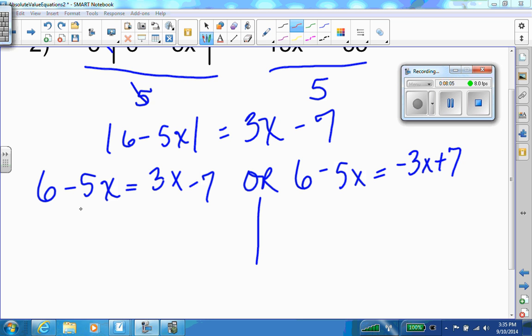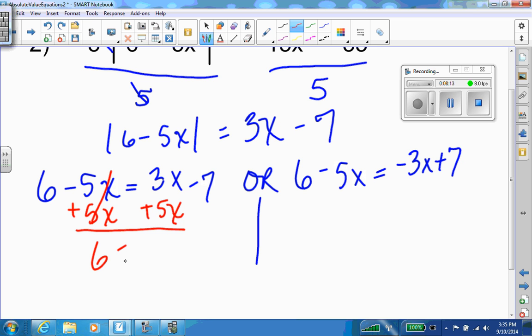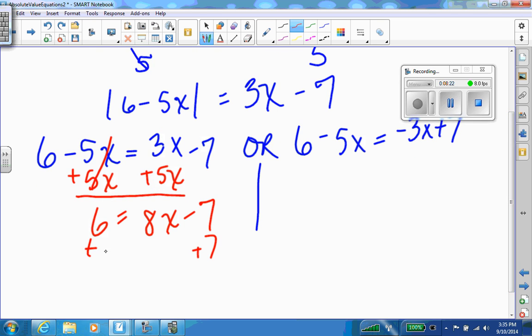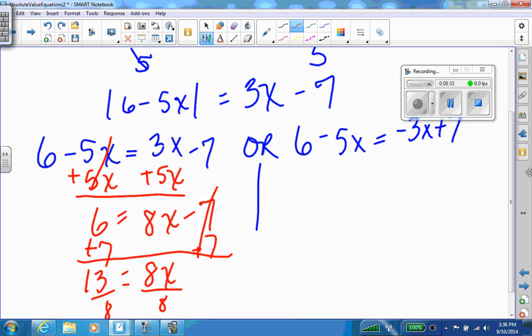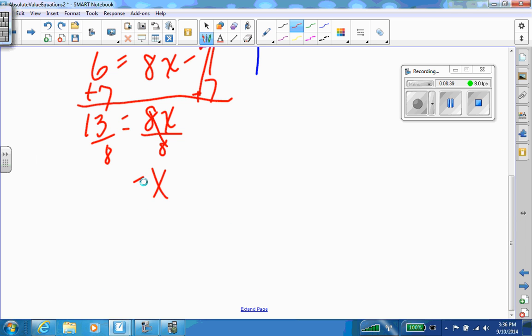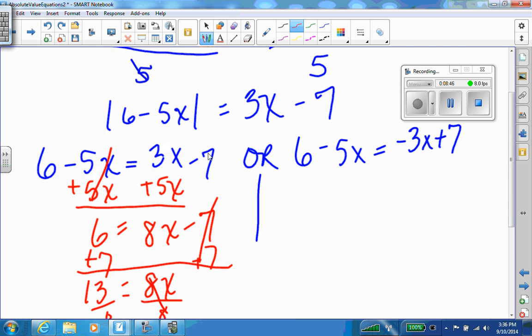The first one, I'm going to get rid of this negative 5x by adding 5x to both sides. And that's going to be 6 equal to 8x minus 7. Then adding 7 to both sides so that we get all of our constants on the left and our variable x on the right. Then dividing by 8. See this? These problems are really just not very pretty. But that's real life. 13/8 is a possible solution.